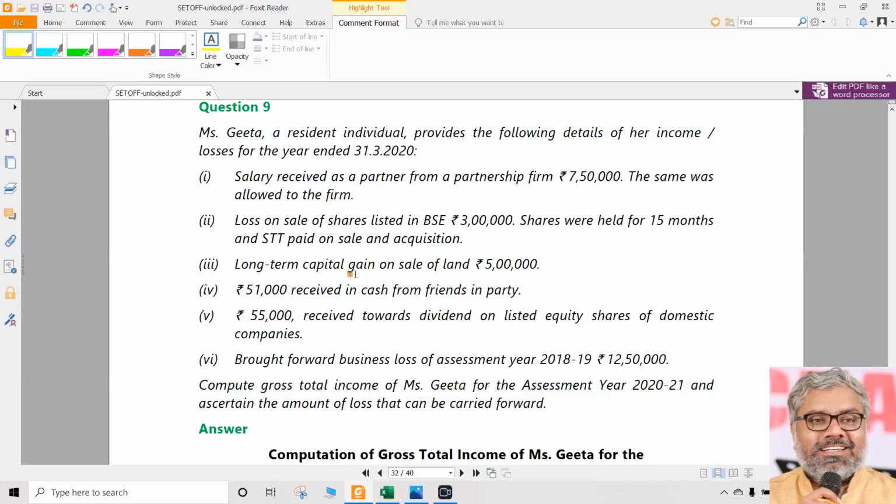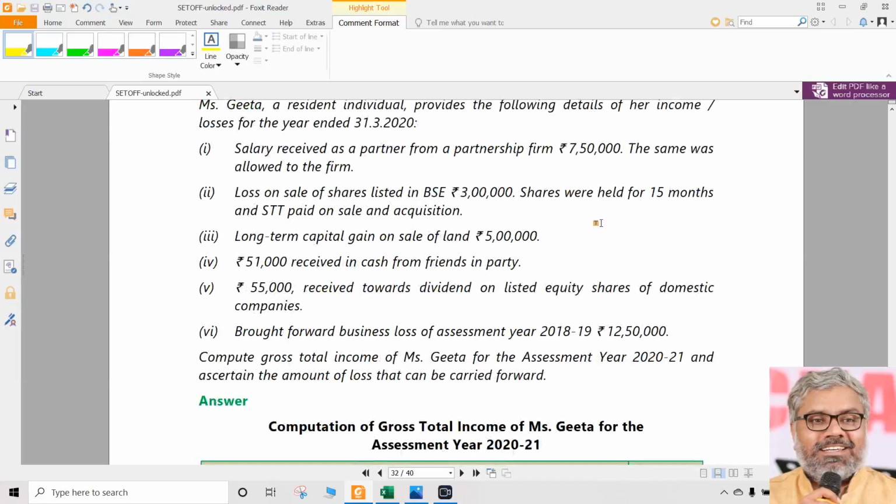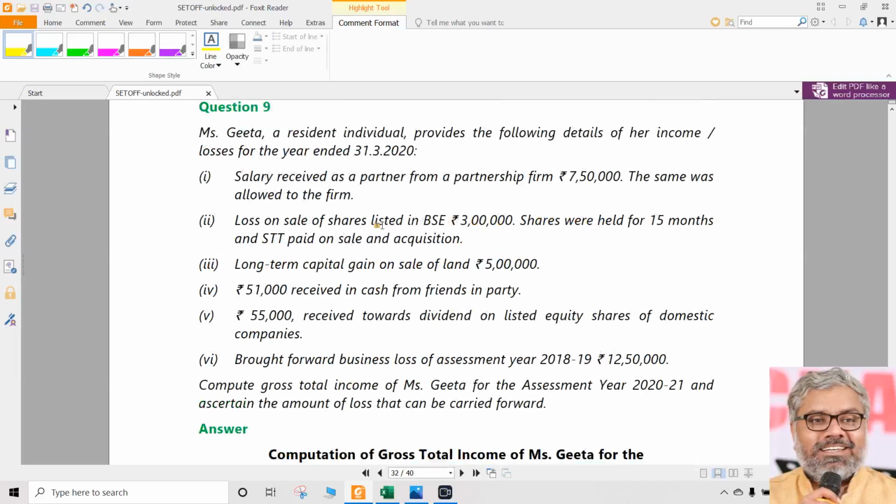And after carrying forward, there is no way there can be any inter-head adjustment, except unabsorbed depreciation. That is not a carry forward provision. We need to understand unabsorbed depreciation is still section 32. It is not related to set off provisions. It is a different section altogether. So keeping those provisions in mind is an important aspect.